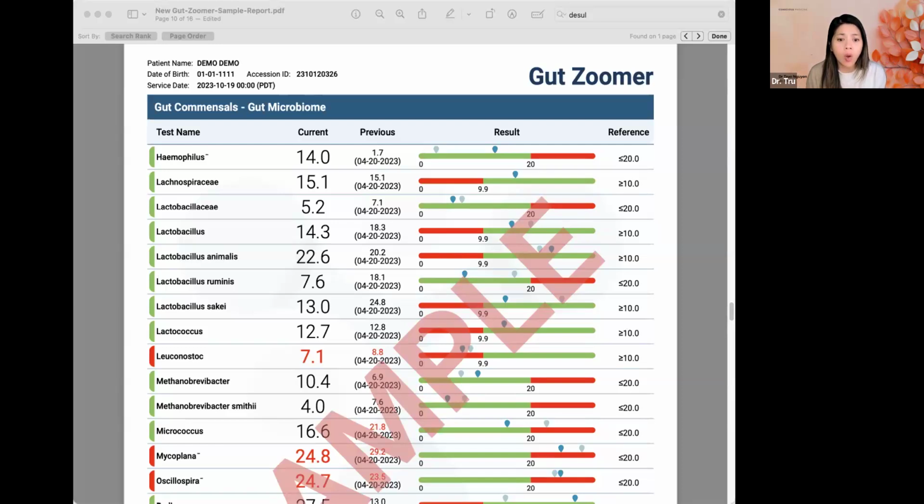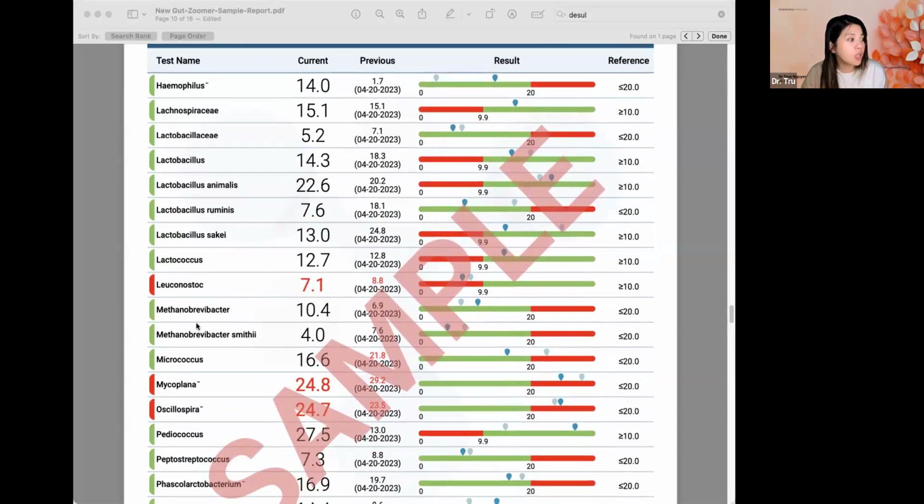Actually, I think we already went over this, so please excuse me. But while we're here, I want to show you, this is the Methanobrevibacter smithii. When it's overgrown, it's an indicator that you can produce a lot of methane gas. So typically these patients are harder to treat.